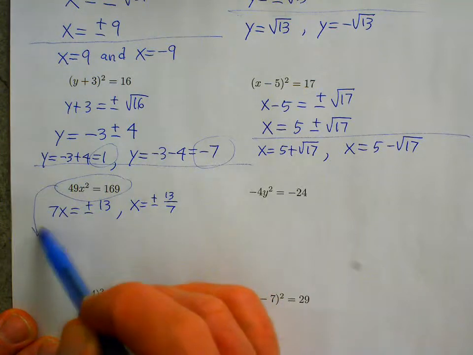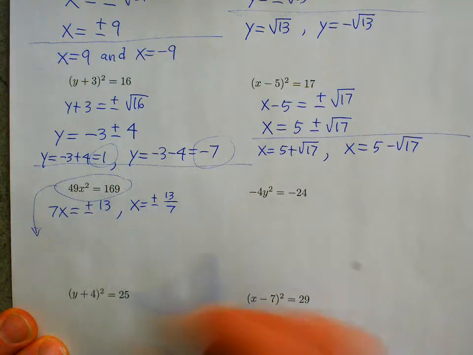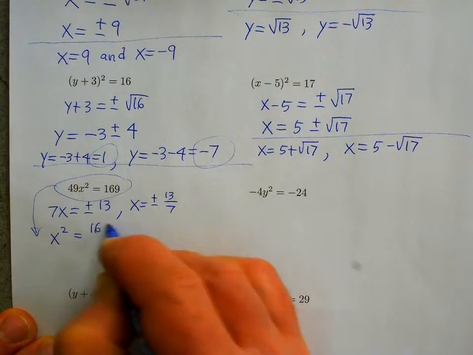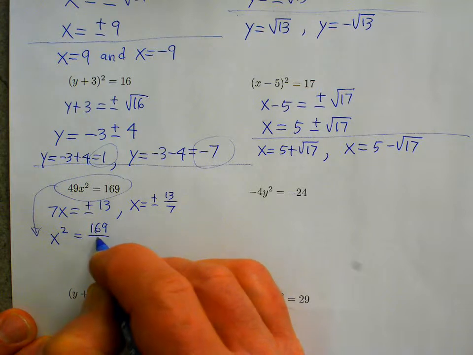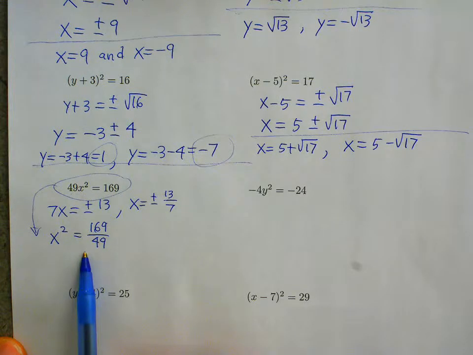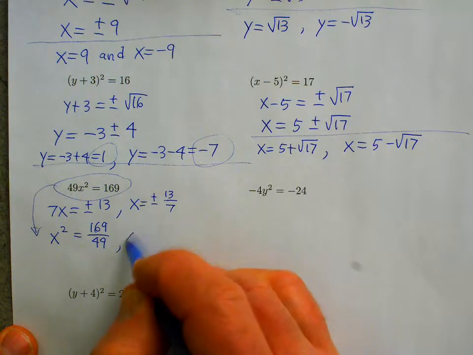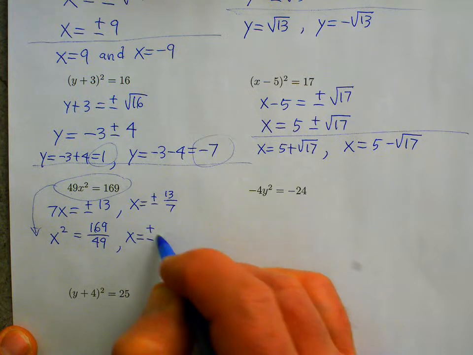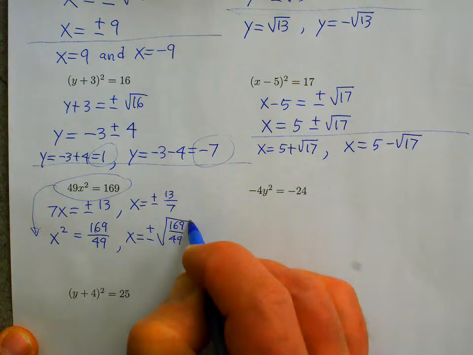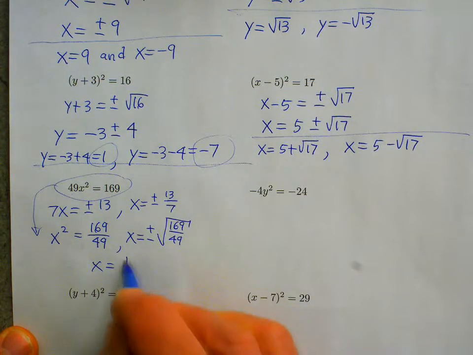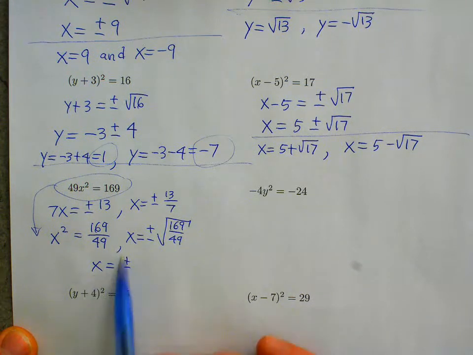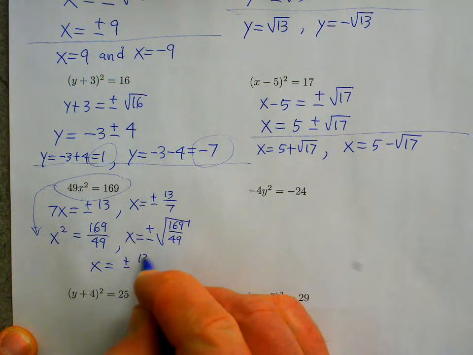Another way to do it is to divide both sides by 49 first. So we get x squared equals 169 divided by 49. And then apply the square root property. And we get x equals positive and negative square root of 169 over 49. But both 169 and 49 are perfect squares, so x equals positive and negative 13/7.